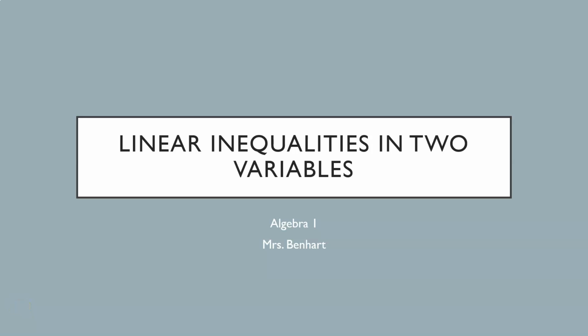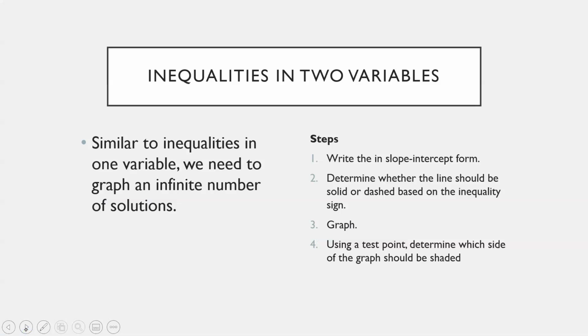All right, today, this is section 4.4 in your book. We're going to talk about linear inequalities in two variables. They're similar to regular inequalities that we graph on a number line that have one variable. We need to graph an infinite number of solutions.